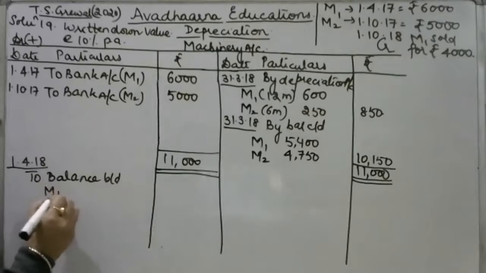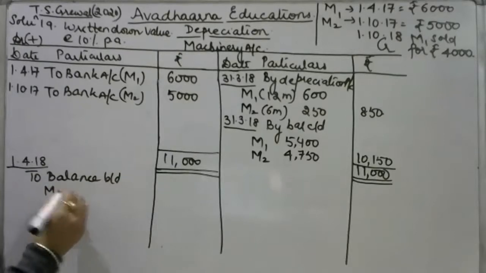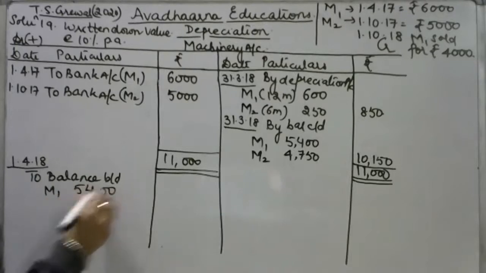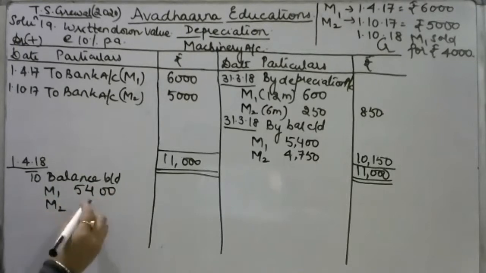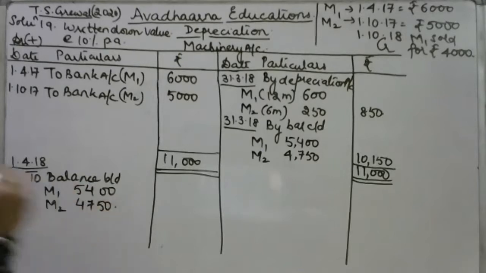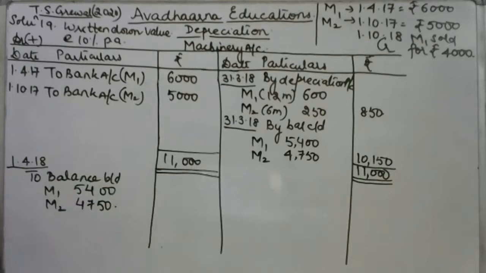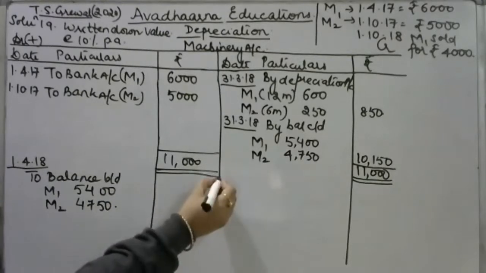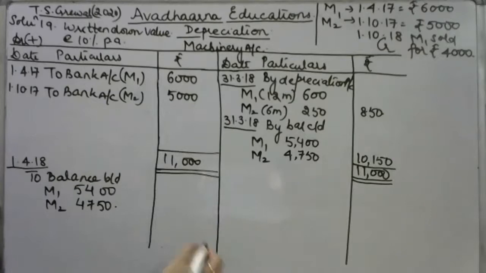Of the first machinery M1, it is 5,400. Of the second machinery M2, the balance is 4,750. Now see, we have used the first machinery for the next 6 months of this financial year, and we have sold the first machinery on 1st October 2018.